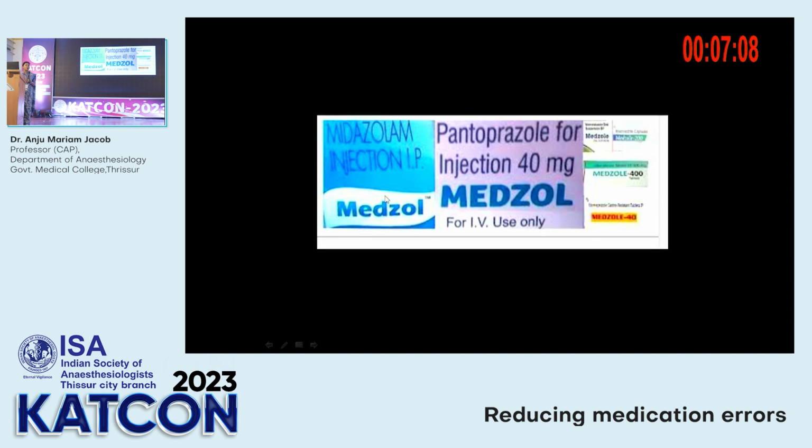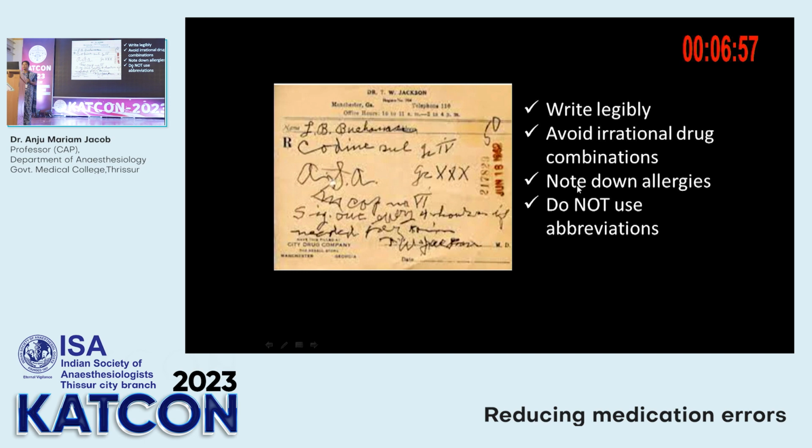Then of course, sound-alike drugs. Here you have Medzol, both of them are Medzol. One is midazolam, the other one is pantoprazole. So what will happen? Again, you will end up in trouble. So what do you do here? In such situations, we can write to the drugs controller and tell them that these drugs, which are totally poles apart, are packaged in a similar manner, and that should be changed.